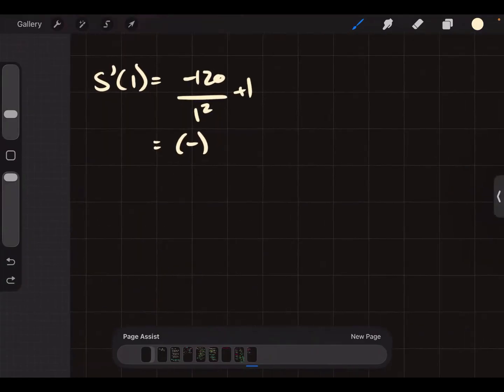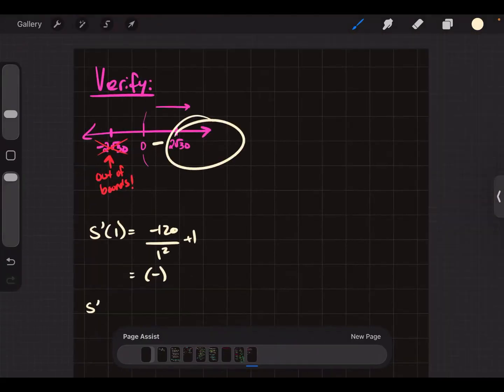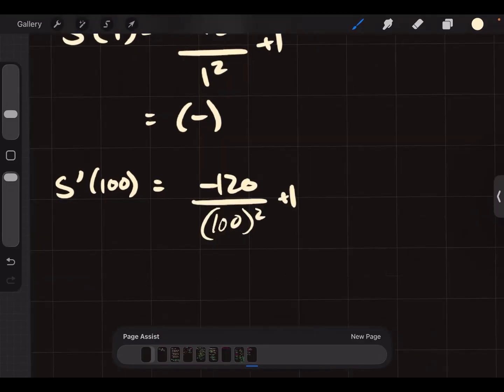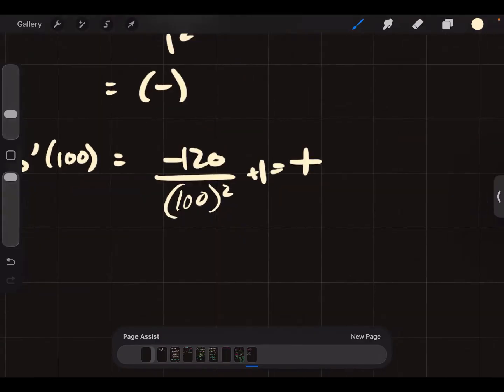And then I'm going to choose another number to the right of 2 root 30. 2 root 30 is like root 120, which is around 10-ish, a little more than 10. So I'm going to choose a really big number, like 100. That's going to give negative 120 over 100 squared plus 1. And that's going to give me a positive number. You don't know how that happened? Work it out.